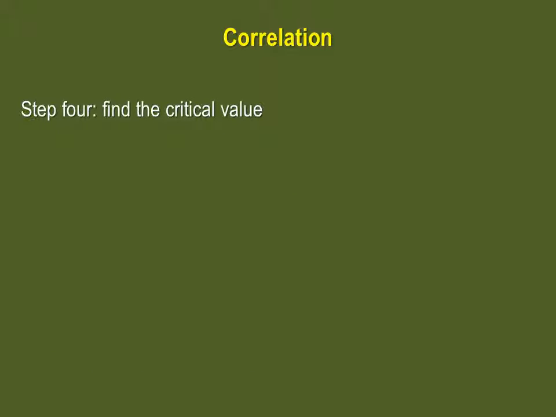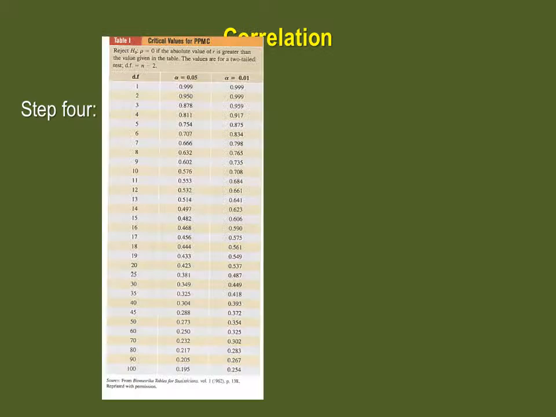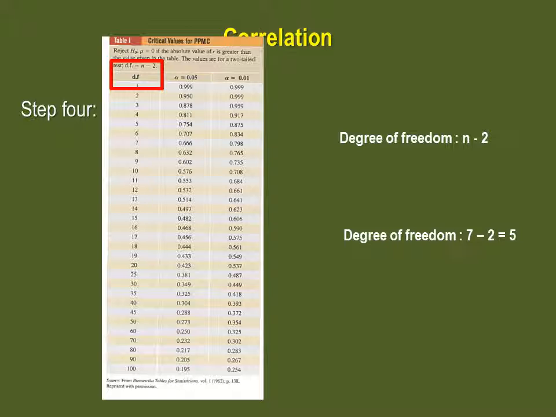We can now move on to step 4, finding our critical value. Here's the table we will use to find it. First, we must get our degree of freedom, which in the case of correlation is n-2, so 5 because we had 7 pairs of values. Then we recall our level of significance, which was 0.05.